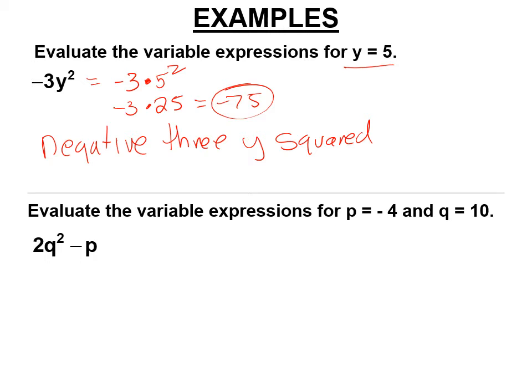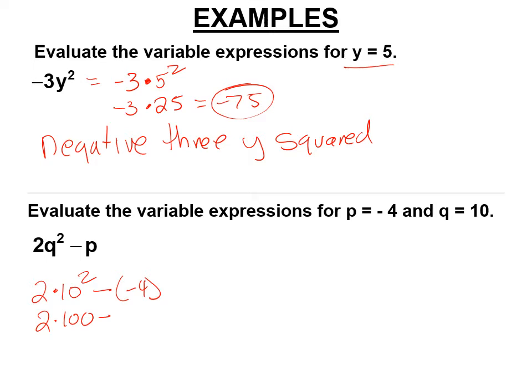So now I tend to use x and y, but you can use any letter. You actually can use symbols as well. So this is 2q squared. Q is 10. So 2 times 10 squared minus, and this is minus negative 4, right? P is negative 4, so we have to do minus negative 4. We're going to do our exponent first. We get 2 times 100 minus.